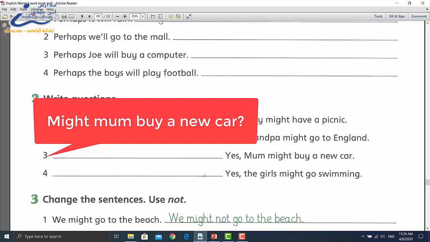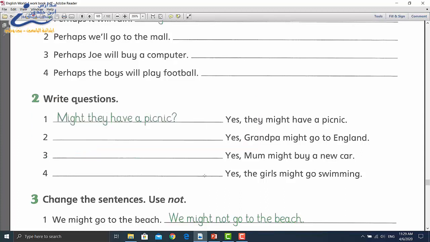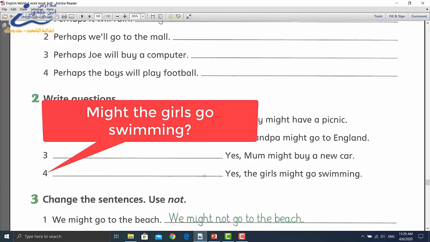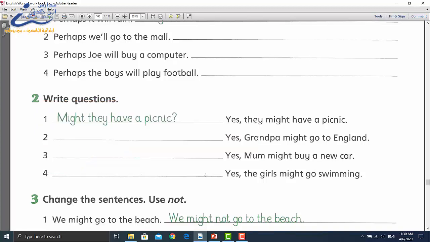Number 4. Yes, the girls might go swimming. Who can make it? Very good. Might the girls go swimming?